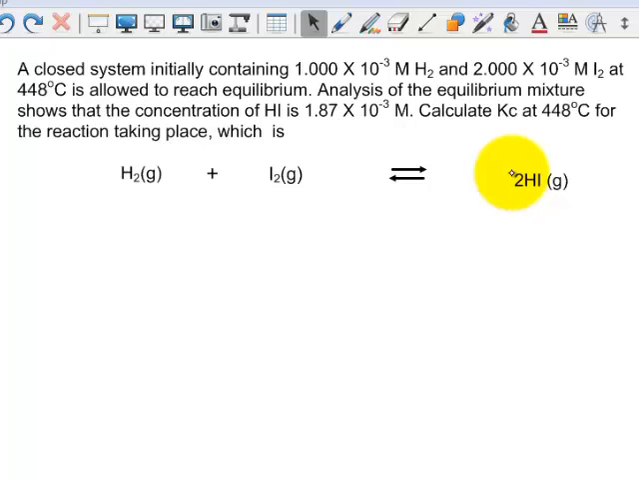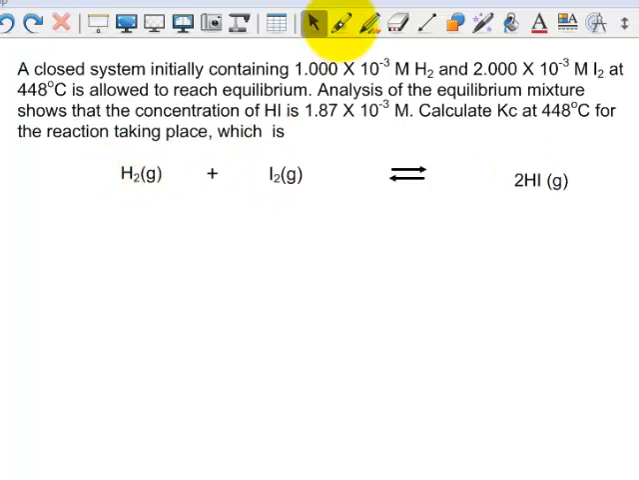Okay, now the thing to notice here is there's 2 different sets of conditions that they're talking about. Initially, you have in the beaker 1 times 10 to the negative 3rd molar H2 and 2 times 10 to the negative 3rd molar I2. But you have no HI. All you've put in the beaker is the 2 reactants. Then you let this reaction react until you've reached equilibrium. At that point, you have 1.87 times 10 to the negative 3rd molar HI. And we don't know how much H2 or I2 we have.